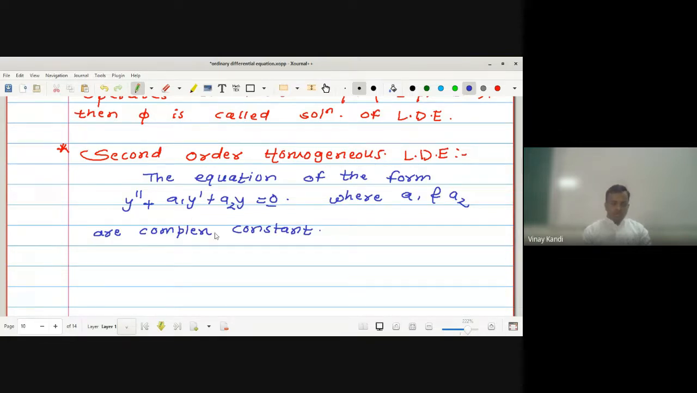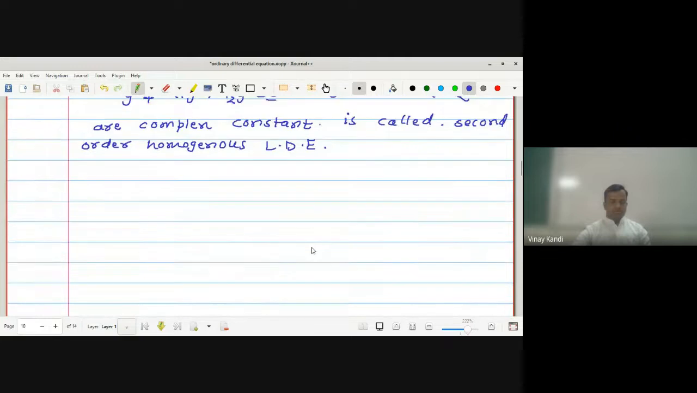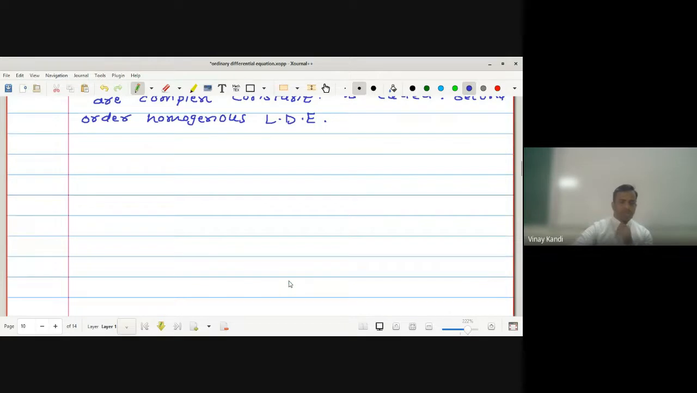Okay, where a1 and a2 are complex constants, it's called a second order homogeneous linear differential equation. Okay, any doubt up to here? No, sir. Okay, now what is the meaning of characteristic polynomial?